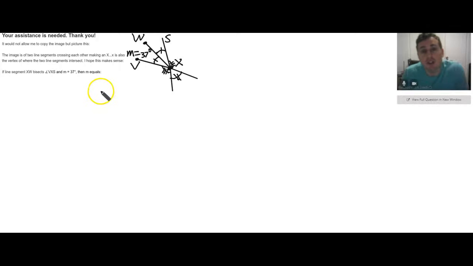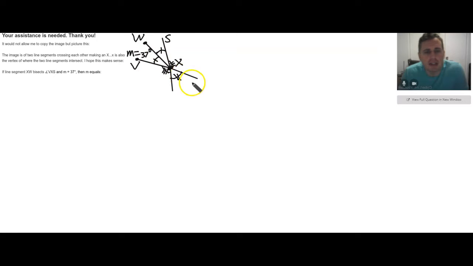Hello, and I want to answer a geometry question that was posed by someone that I recently interacted with. It says the following, that they don't have an image they could easily post, but there's two line segments making an X, and X is also the vertex where the two line segments intersect. XW bisects angle VXS. M equals 37 degrees, then M equals, okay, so let's see if we can deduce this.